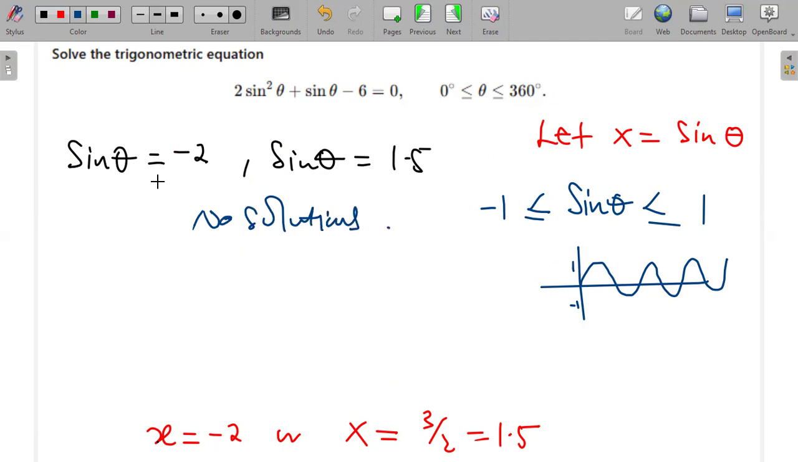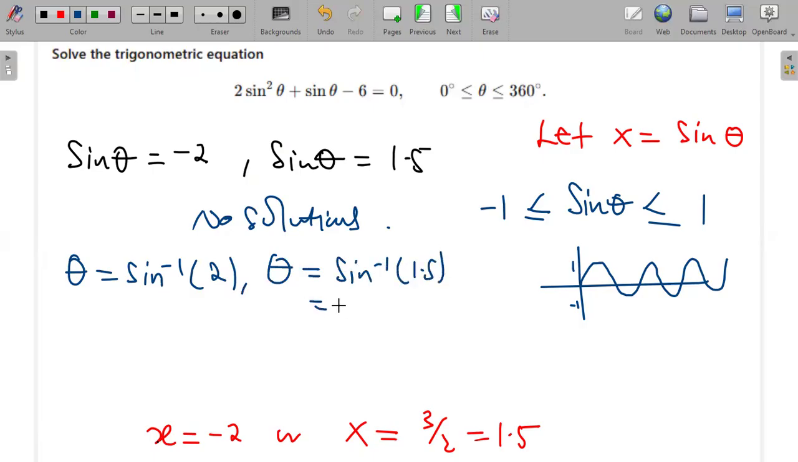If you want, you can try to punch this on your calculator. So say theta and then sine inverse of positive 2. We ignore the sign. Or also do theta is equals to sine inverse of 1.5. So both of these are going to give you math error on your calculator, or they are going to say undefined. Okay, so this is math error.